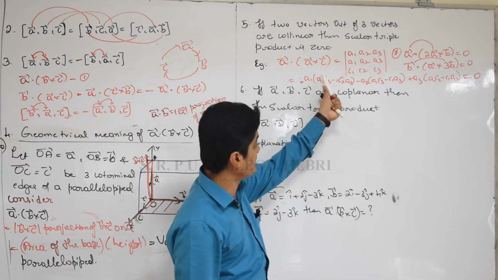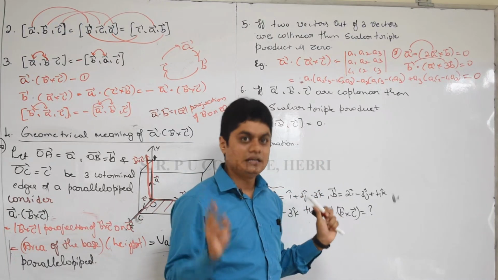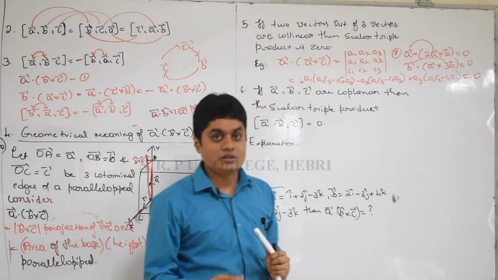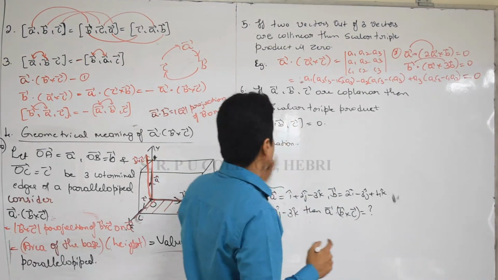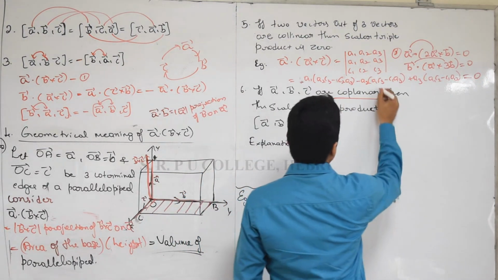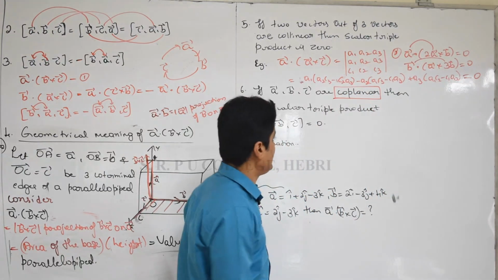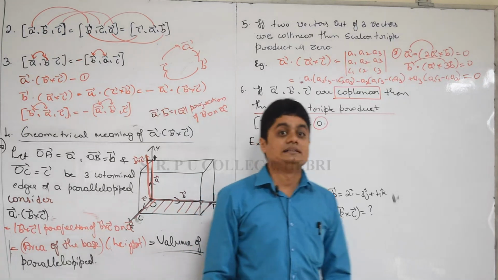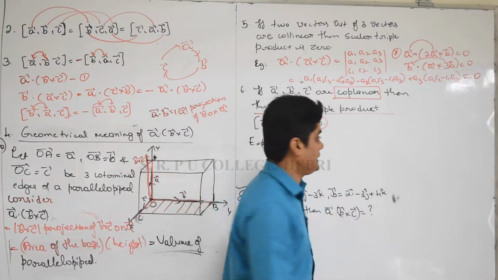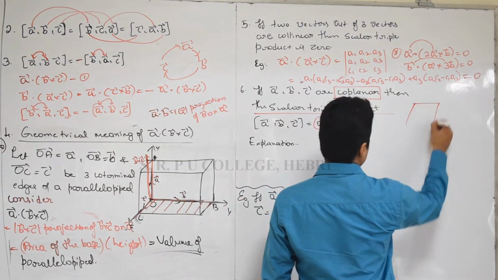I explained with the example also. Observe carefully. Did you understand? We have another situation where again the scalar triple product is 0. If three vectors are coplanar, then the scalar triple product is again 0. Coplanar means the vectors belong to the same plane.